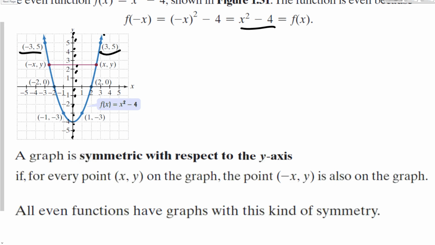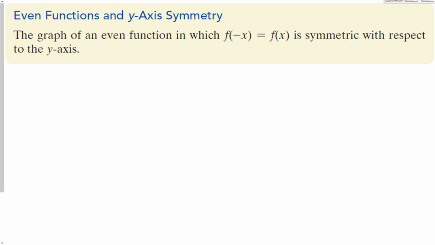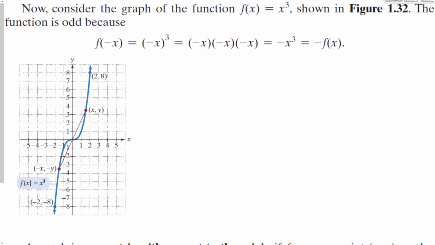Well, if even functions are symmetric about the y-axis, you would probably guess that odd functions are symmetric with the x-axis, but that's not how it works. Let's see this first. The graph of an even function, in which f of negative x is equal to f of x, is symmetric with respect to the y-axis. Now let's think about an odd function. f of x is equal to x to the third power, shown in the figure below.